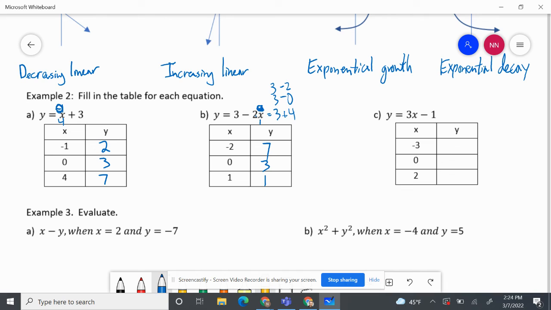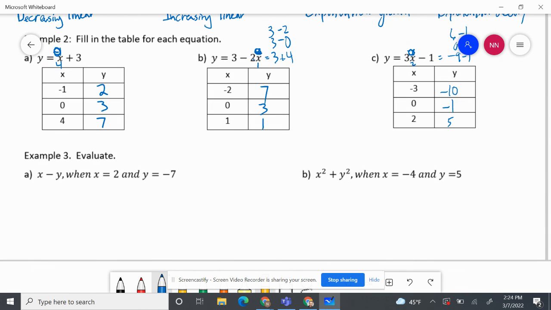For letter C, we're doing the same thing. We're plugging in a -3. 3 times -3 is -9, minus 1 is -10. If we plug in a 0, this is my favorite. Anything times 0 is 0, so that would be 0 minus 1, which is -1. And then if we plug in a 2, 3 times 2 is 6. 6 minus 1 is 5.